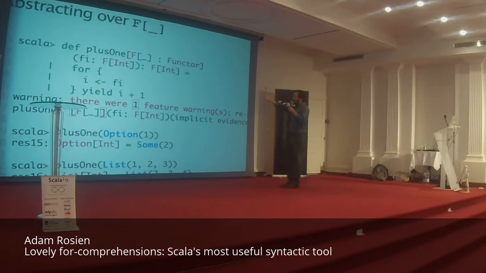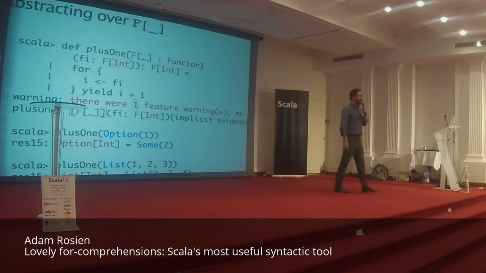I passed in an F. I just don't know if it was an option or a list or whatever it was. And I'm adding one. So then I have some examples. I can use the same function to add one to the option kind, I get a two, and a list, you get two, three, four, etc.